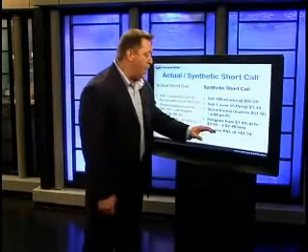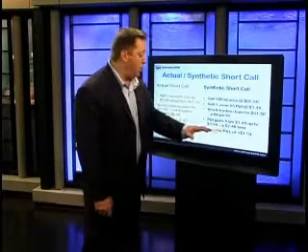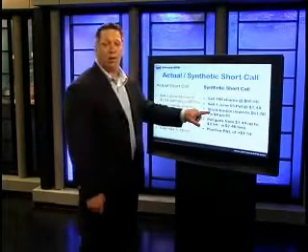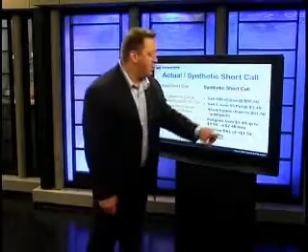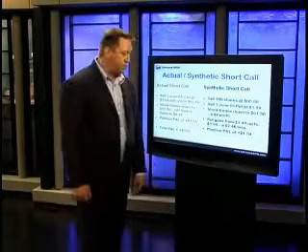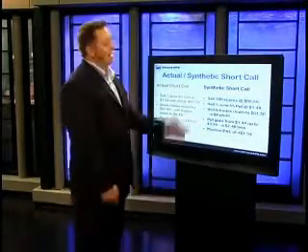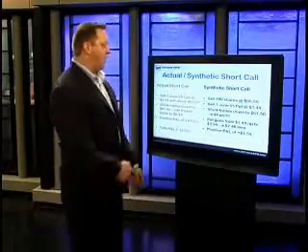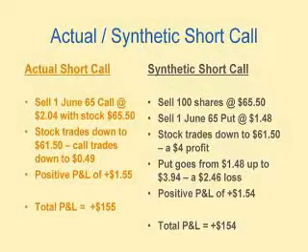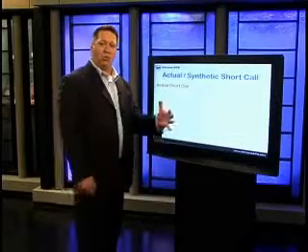We're going to have an overall positive P&L. We're going to make money. We got a $4 profit in the stock, a $2.46 loss from our short put. All told, we've got a $1.54 profit, total dollar profit of $154.